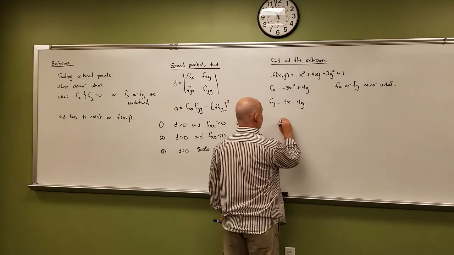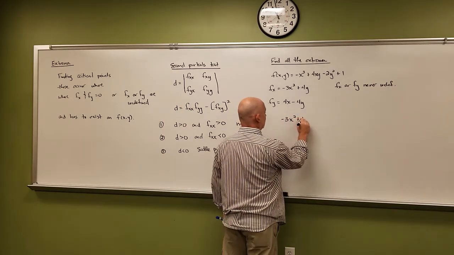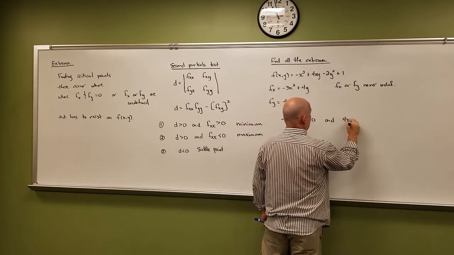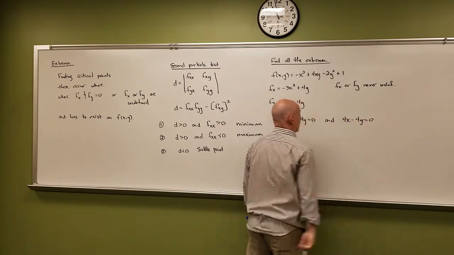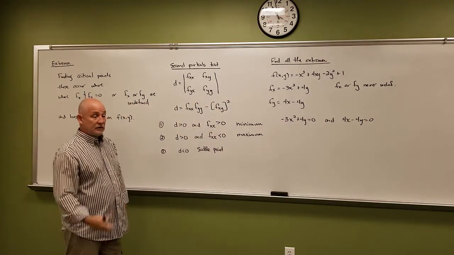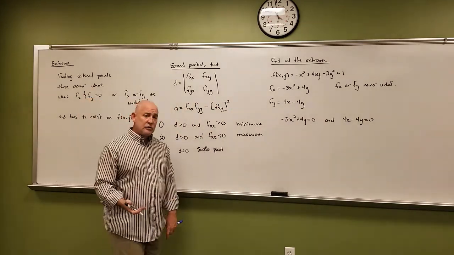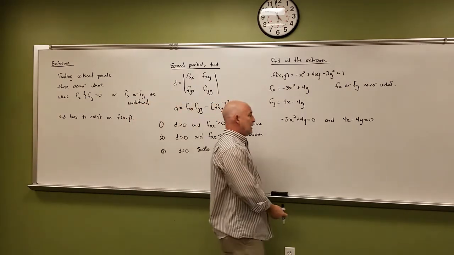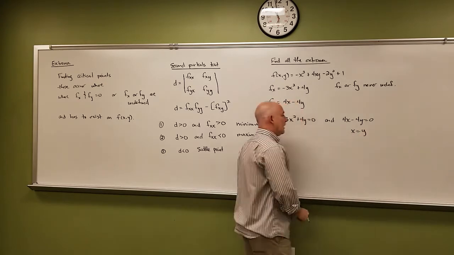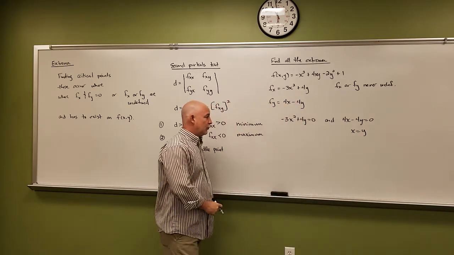So I'm trying to solve this system of equations where negative 3x squared plus 4y is equal to 0, and where 4x minus 4y is equal to 0. Most of the time this is going to be a nonlinear system and not particularly easy to solve. Substitution is a nice method that works out a lot. If I take this equation over here, it should be easier to see that if you solve it, you get x equals y.